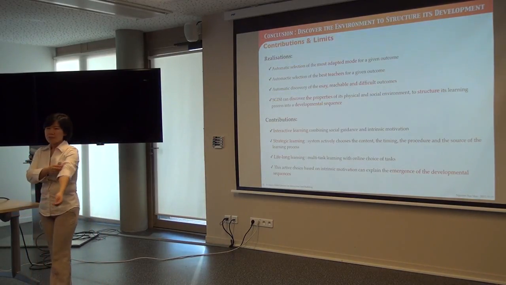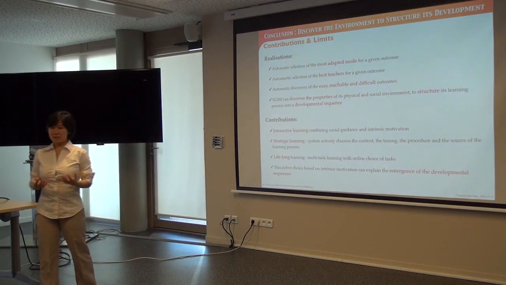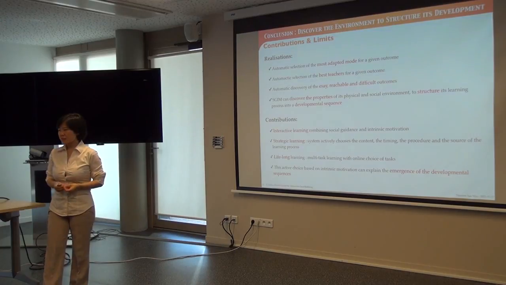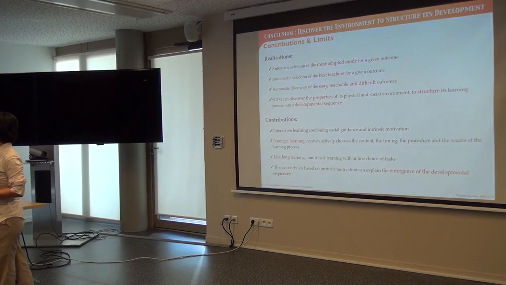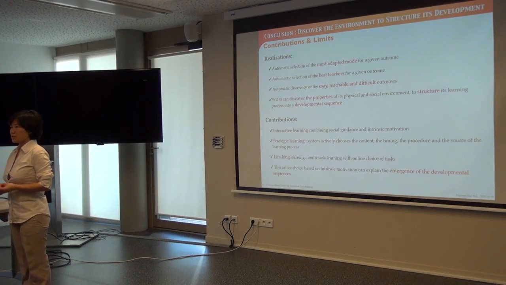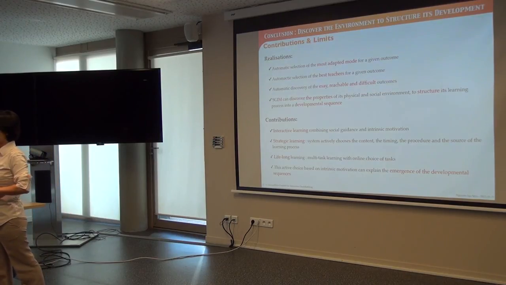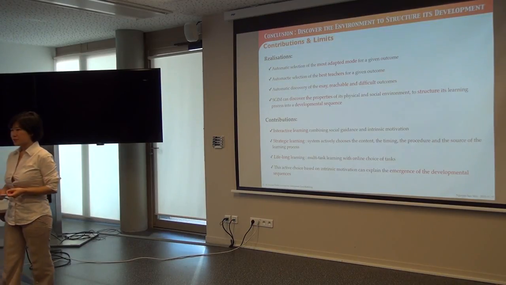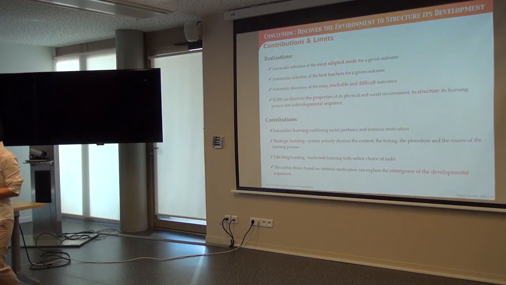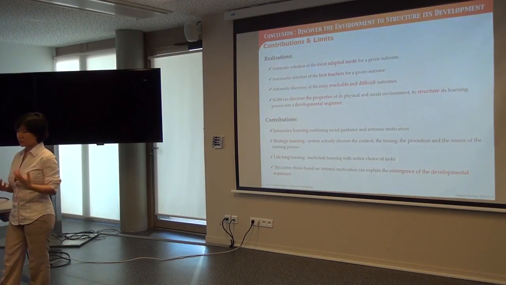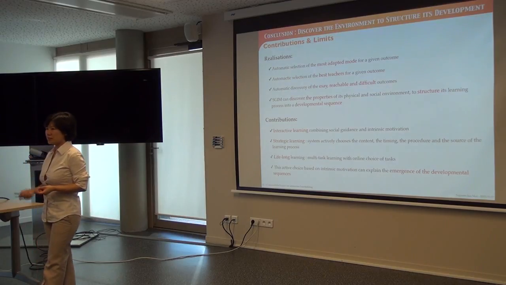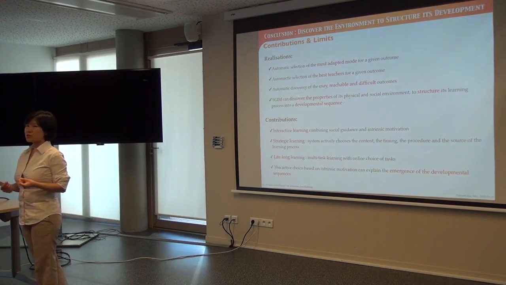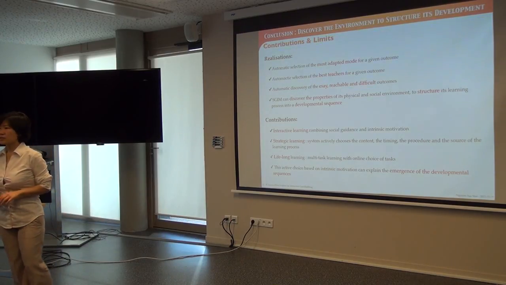So we realized a learning system that automatically selects the most adaptive sampling mode for a given outcome, but also the best teachers to ask for the outcome it wants to reach, and that can also discover by itself the easy, reachable, and difficult outcomes. So as a whole, the algorithmic architecture of social guidance with intrinsic motivation can discover the properties of the physical and social environment and use them to structure its learning process into a developmental sequence.